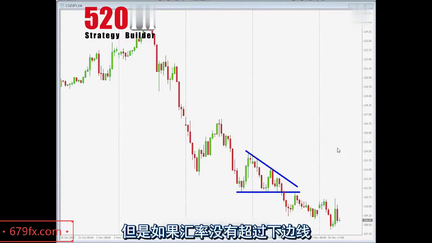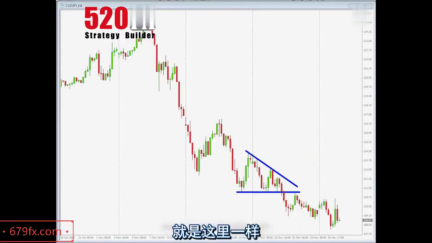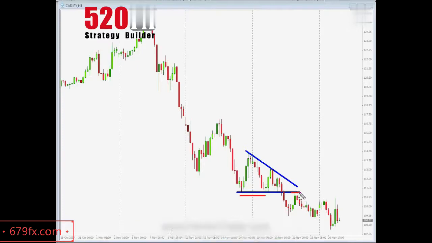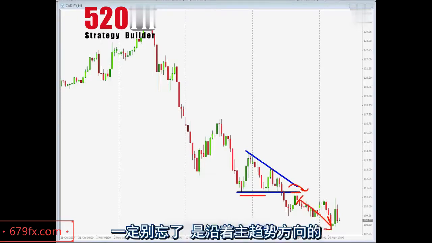But if price doesn't drive through, and indeed you see that this level works as resistance, former support, now resistance, and begins to turn around, it's a nice chance that you may see a new swing to the downside, always in the direction of the main trend.